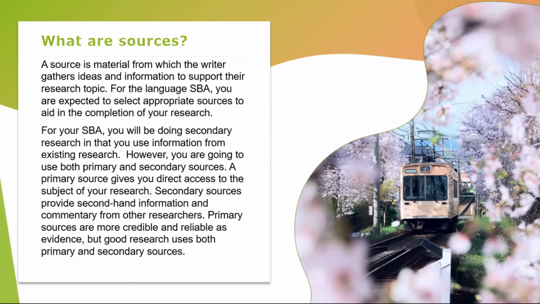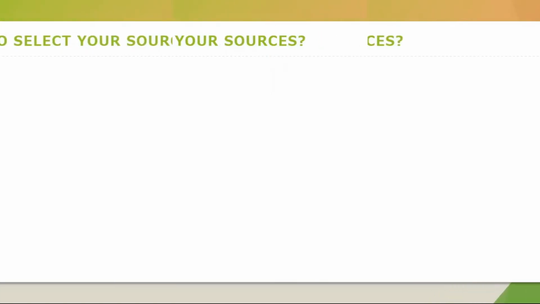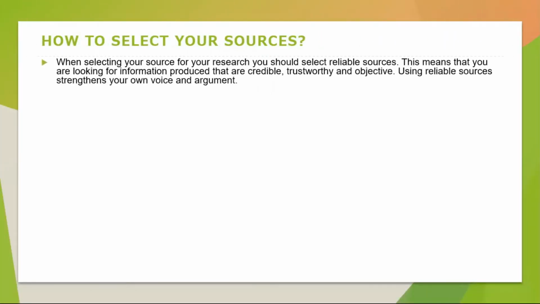Let us look at some factors to consider when selecting our sources. When you're selecting your source for your research, you need to find a source that is reliable. This means that you're looking for information that has been produced that is credible, trustworthy, and objective. When you use a reliable source, it strengthens your argument, it strengthens your voice, it strengthens the information presented. So your sources should be reliable.